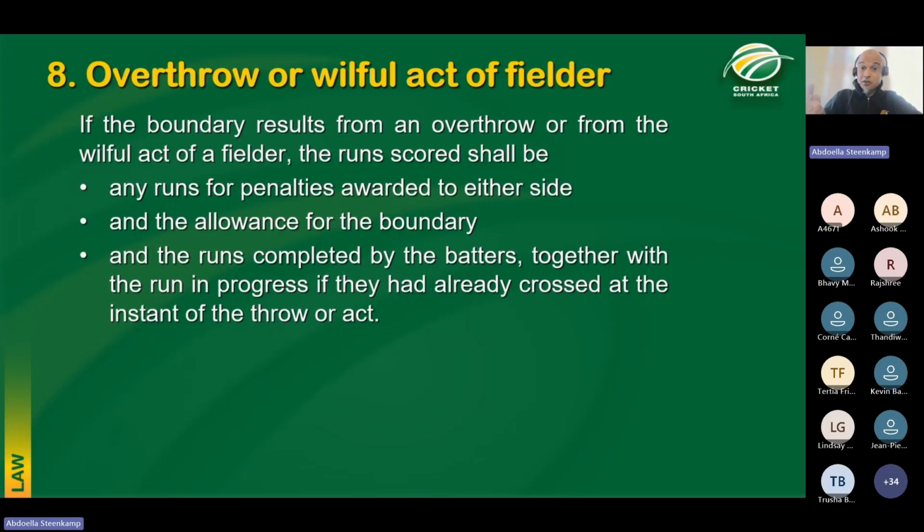So when it comes to overthrows, and especially if it goes over the boundary, the important thing, when it comes to the runs that will additionally be scored, is you need to look at where the batters were at the instant of the throw. Where's the instant of the throw? If you can just visualize the ball in my hand, the instant of the throw is when the fielder throws the ball and it releases out of his or her hand. That is the instant of the throw or act if there was a willful act by the fielder.